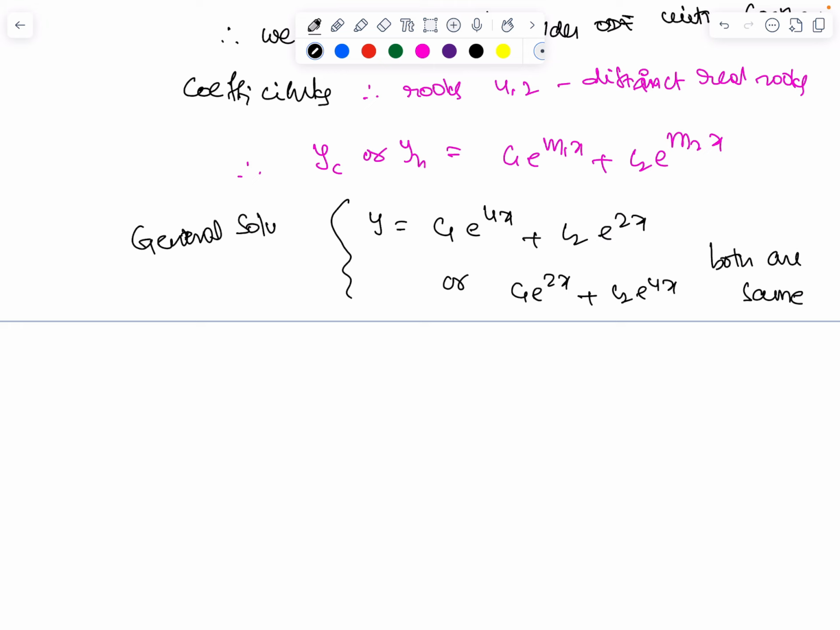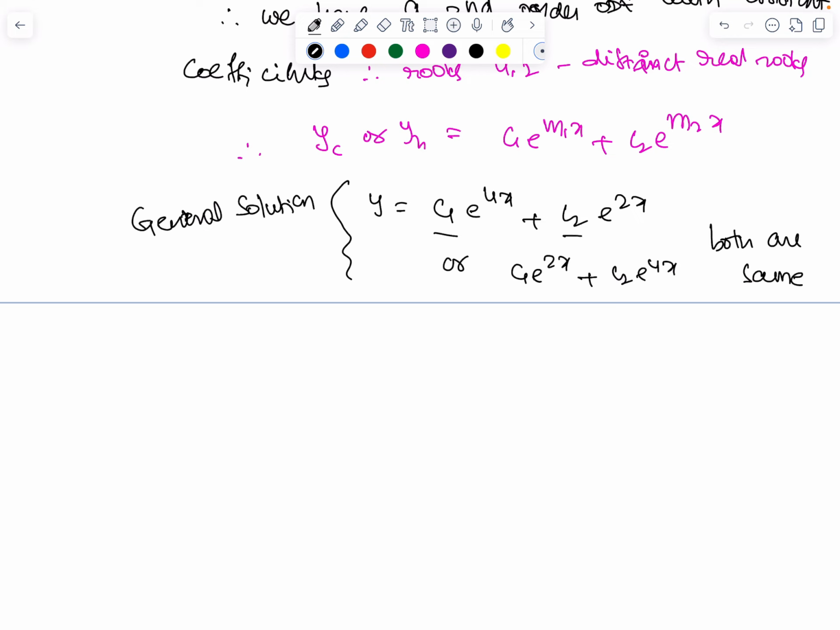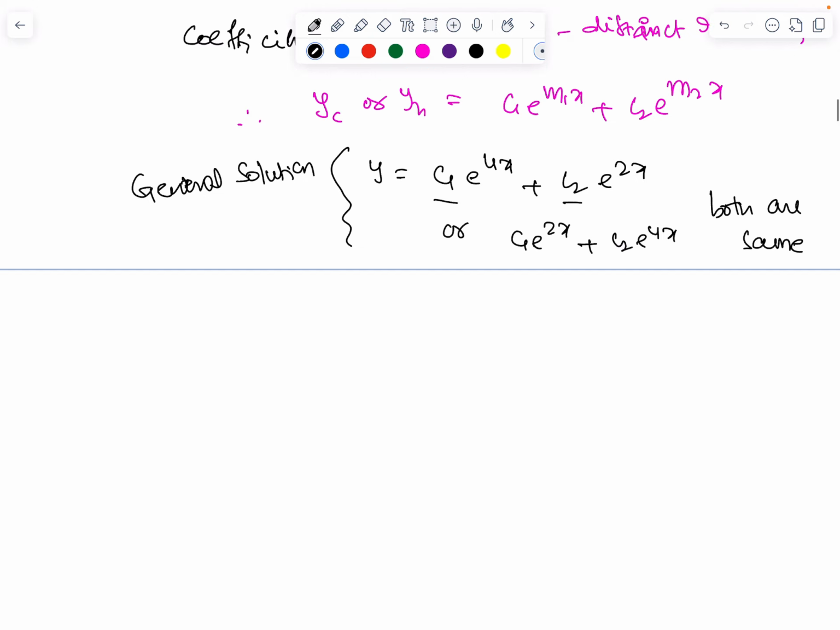because if you want to fix c1 and c2, we should have initial conditions or boundary conditions. Because this is a second order differential equation, you should have two boundary value or initial value conditions to fix c1 and c2. This is the general solution. By varying c1 and c2, you will get many curves. All those curves are solutions to the given differential equation.